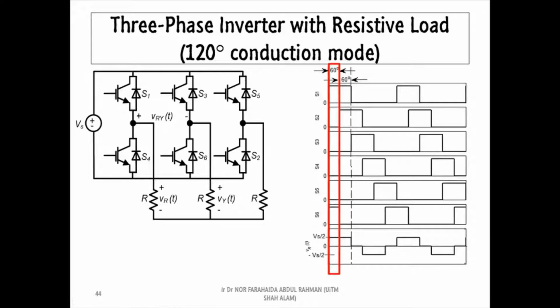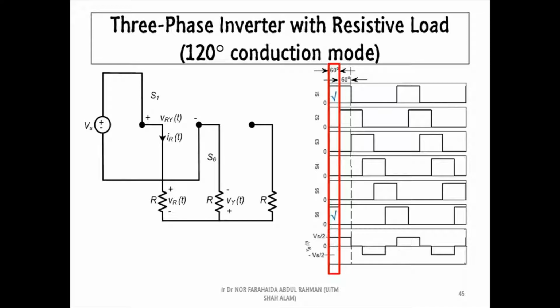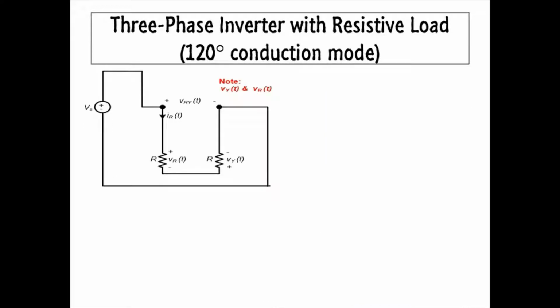For the first 60 degrees, we can see S1 and S6 will turn on. Hence, the equivalent circuit becomes like this. To analyze the circuit with ease, we need to reconfigure the circuit. As a result, we can have this equivalent circuit when S1 and S6 turn on. Since both resistors have the same value, hence VR and VY can be replaced with VT.